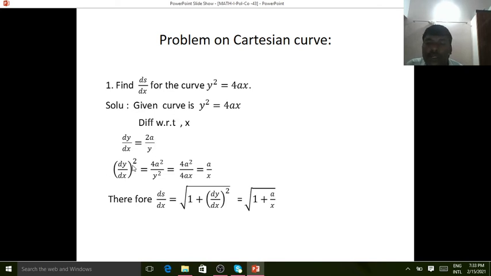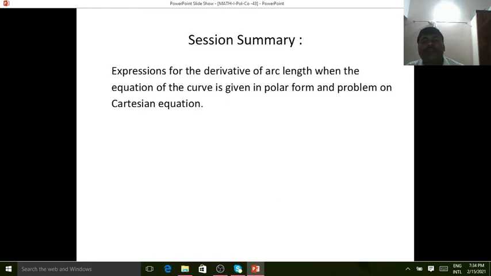Squaring on both sides, (dy by dx) whole square is equal to 4a square by y square. This is equal to 4a square by 4ax, since y square is 4ax. So we get a by x. Therefore ds by dx is equal to the square root of 1 plus (dy by dx) whole square, which is the square root of 1 plus a by x. So this is the required solution. Session summary: expression for the derivative of arc length when the equation of the curve is given in polar form, and problems on Cartesian equation.